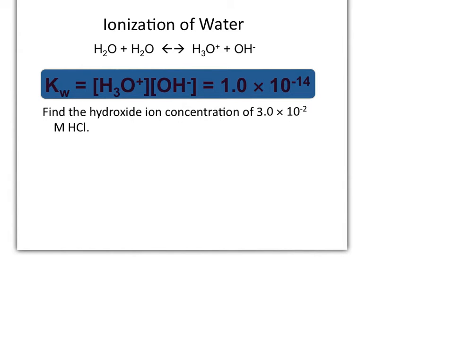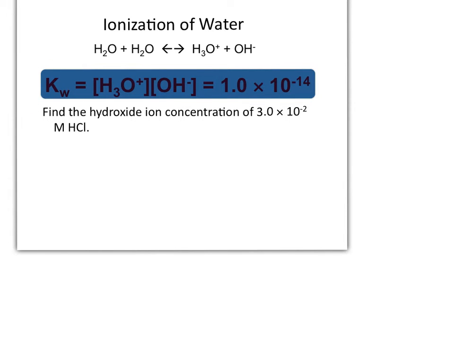Basically, if you have a container with just water in it, one of the waters will act as an acid, the other will act as a base, and you'll subsequently end up with hydronium and hydroxide ions in solution.